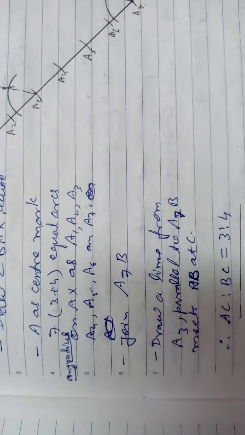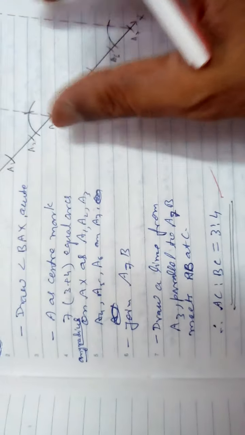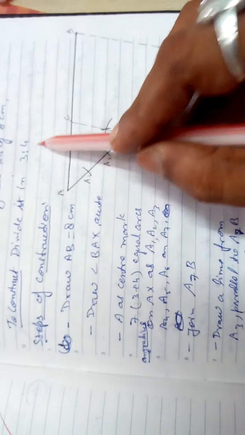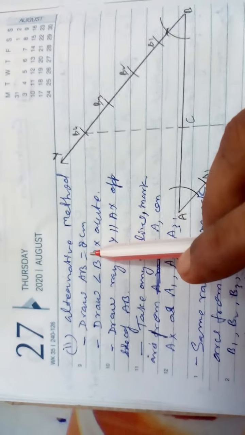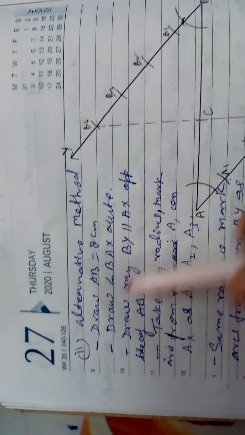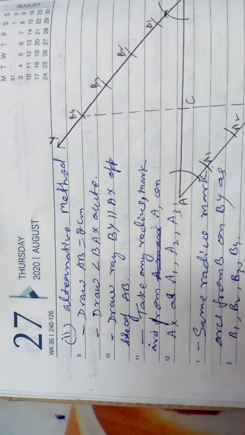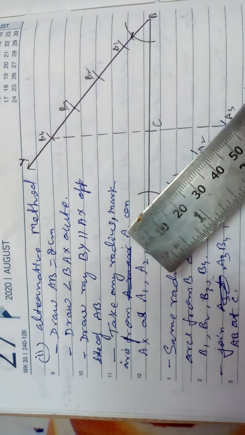It is your result. Now the second construction. Because it is 3:4, there are 2 options. Another option is given. How will you draw? Alternative method. You will draw it by the alternative method. Draw a line AB first by scale. Then make an angle, a line AX.